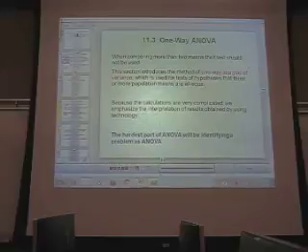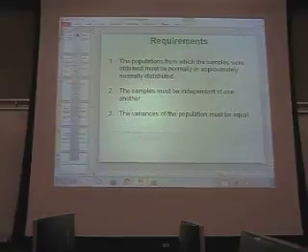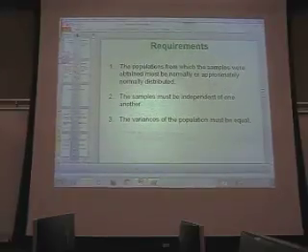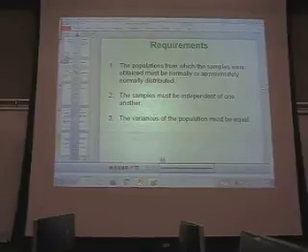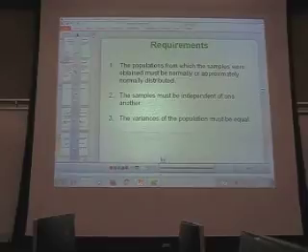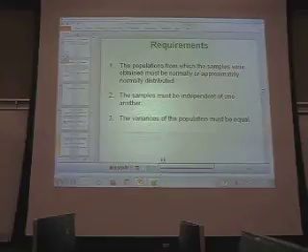Good. Dennis, go ahead and read the next slide. Requirements. 1. The population from which the samples were obtained must be normally or approximately normally distributed. 2. The samples must be independent of one another. 3. The variances of the population must be equal. Great.